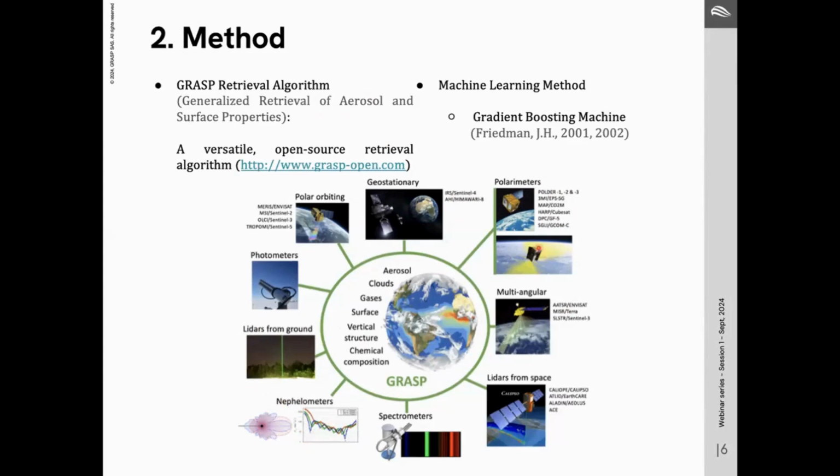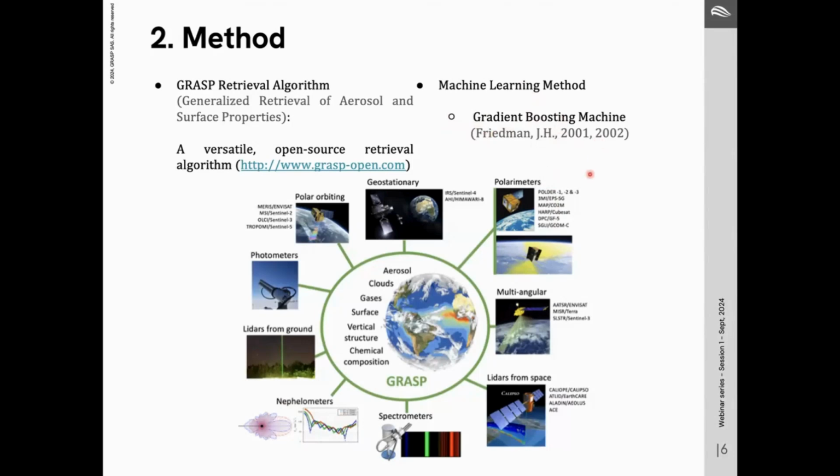And apart from GRASP, we also integrate a machine learning method. Machine learning, we know that now it's becoming a very powerful and popular tool that can bring us extra advancement, especially in the area when it is very challenging to establish a physical model. So the machine learning method I use in this study is known as gradient boosting machine, which is developed by Friedman in 2001.